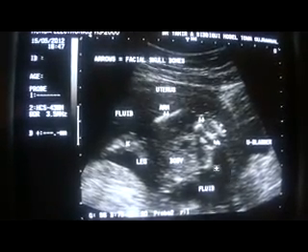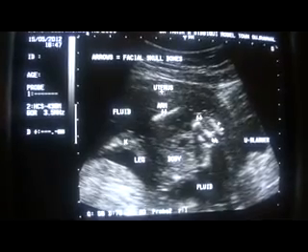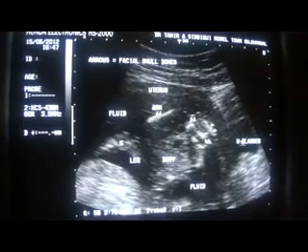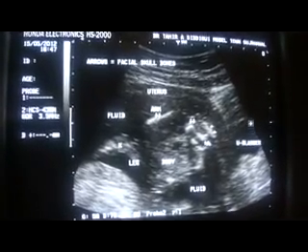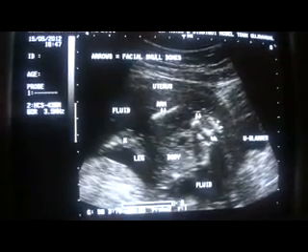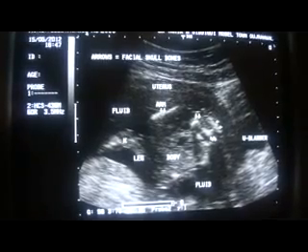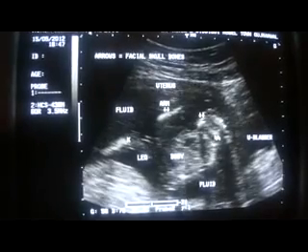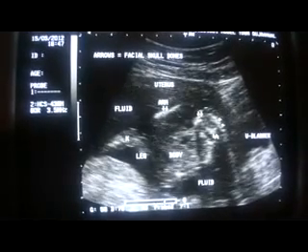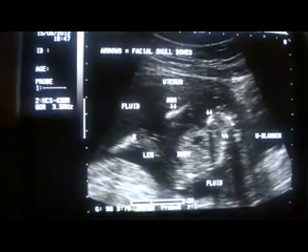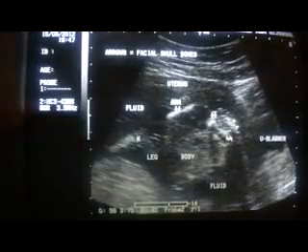Let's see again. This is what I was showing you. The eyes are seen. Now, such cases are usually associated with polyhydramnios. The amount of fluid is quite significantly more than the expected normal.